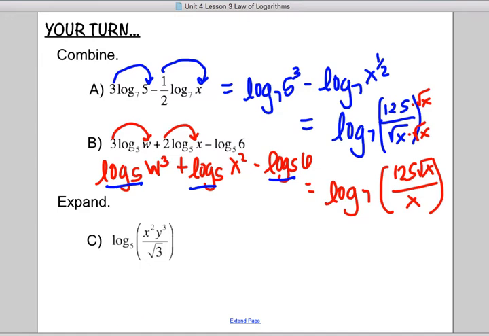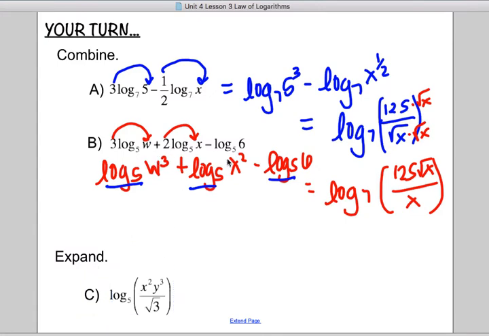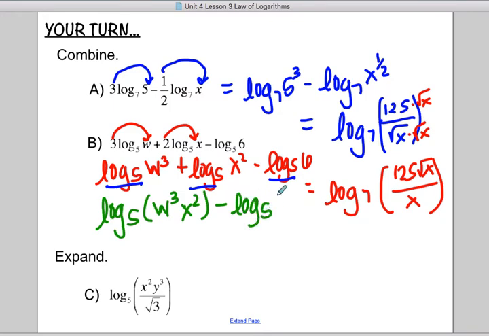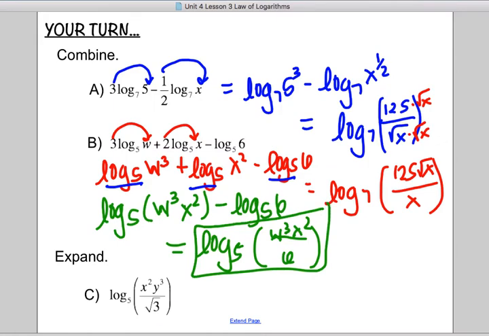Okay. So from here, we can kind of see what's going to happen. We're going to have this times this, and then it's going to be divided by this. So if you want to just jump to that conclusion, you totally can. Otherwise, you can take it step by step. So it's log base 5, and then these two are going to be multiplied: w cubed times x squared, minus log base 5 of 6. And then we would have log base 5 of w cubed x squared divided by 6. That would be our final combined answer.